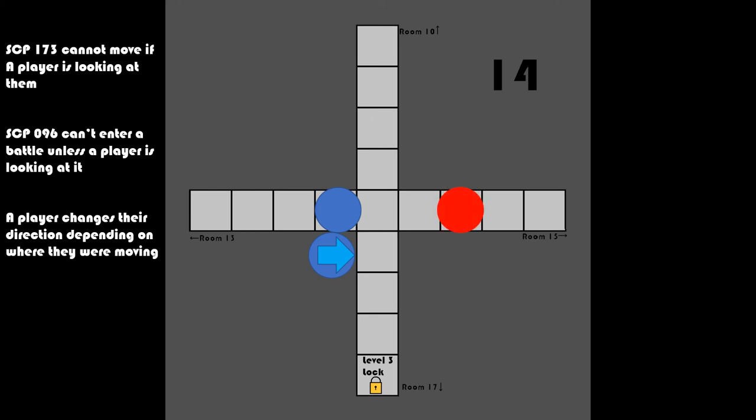Now, SCP-173 cannot move. So, if it would be SCP-173's turn next, they would not move until they are not being faced by a player. However, if this is SCP-096, SCP-096 can't enter a battle unless a player is looking at it. So, in this instance, SCP-096 would be able to enter a battle because the Nine-Tailed Fox is looking at it.